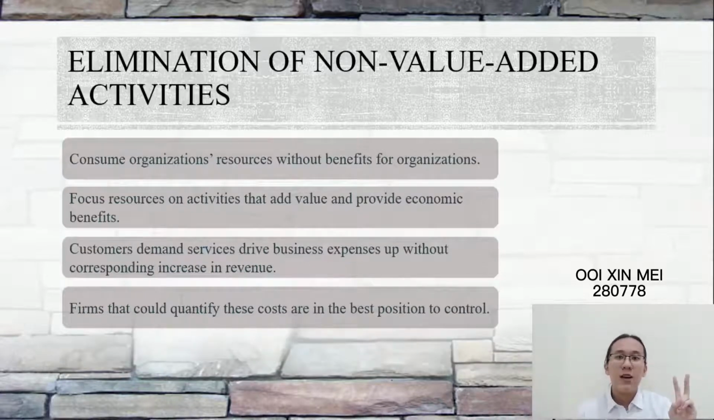Besides, the second advantage is the elimination of non-value-added activities. The activity-based costing system helps to eliminate the non-value-added activities that consume the organization's resources without any benefits for the organization. With this analysis, the service sectors could focus their resources on the activities that add value to the customer and provide economic benefits. However, this does not mean that understanding the activities that drive costs and eliminating the non-value-added activities compromise the service quality rendered to its customers.